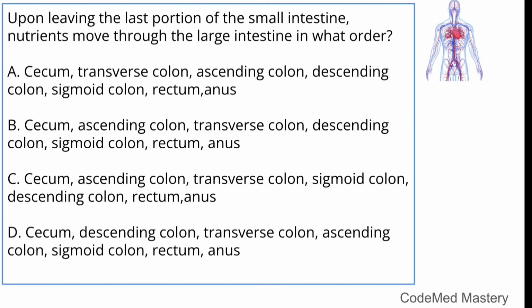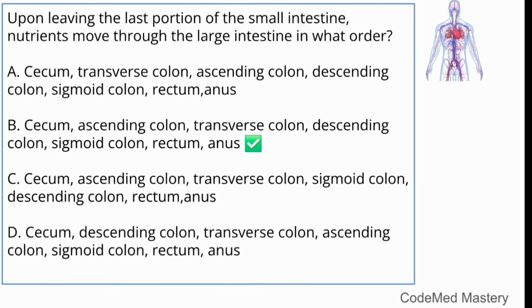Next question. Upon leaving the last portion of the small intestine, nutrients move through the large intestine in what order? The right answer is option B. The correct flow of nutrients through the large intestine after it leaves the ileum, that is the last part of the small intestine, will be first cecum, second ascending colon, third transverse colon, then descending colon, then sigmoid colon, then rectum and then anus. Therefore, the right answer will be option B.